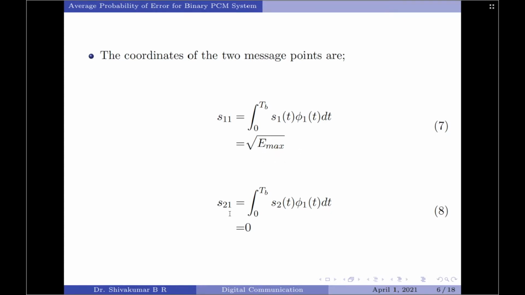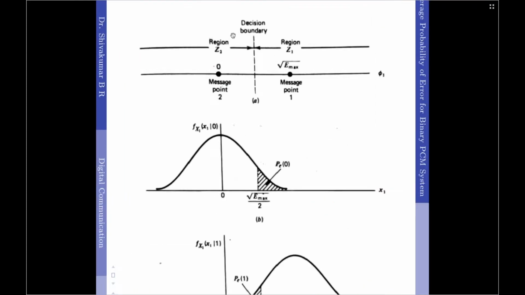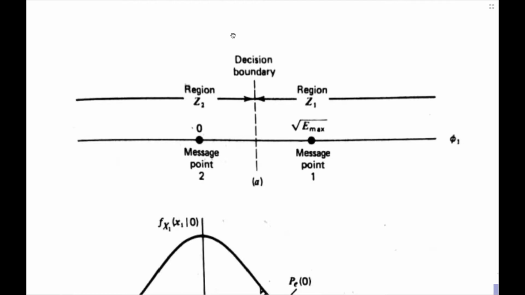On the other hand, the second coordinate, which is represented by S21, can be calculated as integral 0 to TB S2 of t into phi1 of t dt. Since S2 of t is 0, the complete integral reduces to 0. Now we have 2 points which can now be plotted on the signal space, and this is what is shown in the diagram here. So the message point corresponding to S1 of t or symbol 1 is located at S11, which is equal to root of Emax. And the message point corresponding to S2 of t or symbol 0 is located at 0.